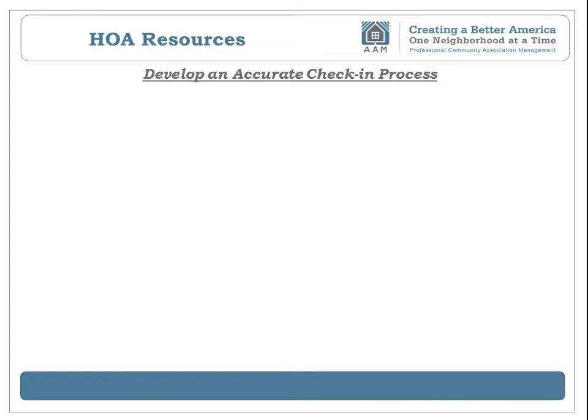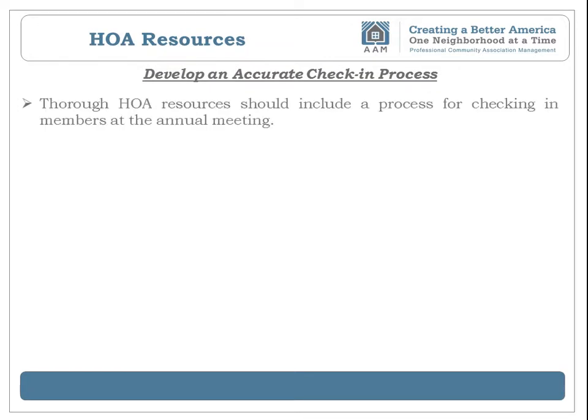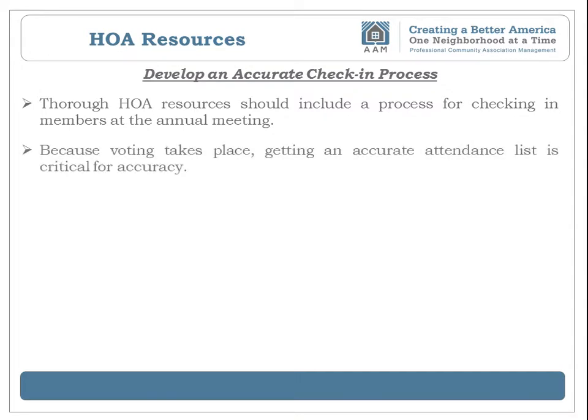Develop an accurate check-in process. Thorough HOA resources should include a process for checking in members at the annual meeting. Because voting takes place, getting an accurate attendance list is critical for accuracy.